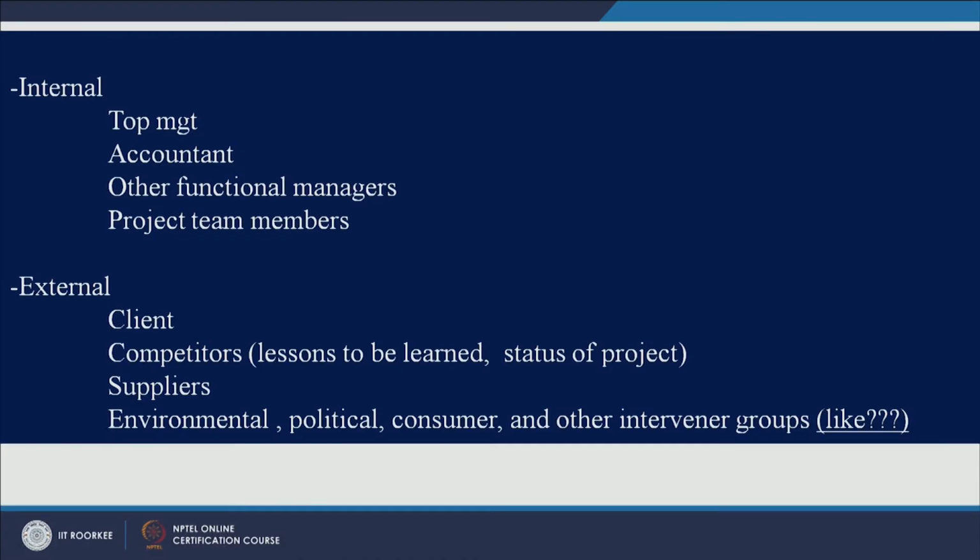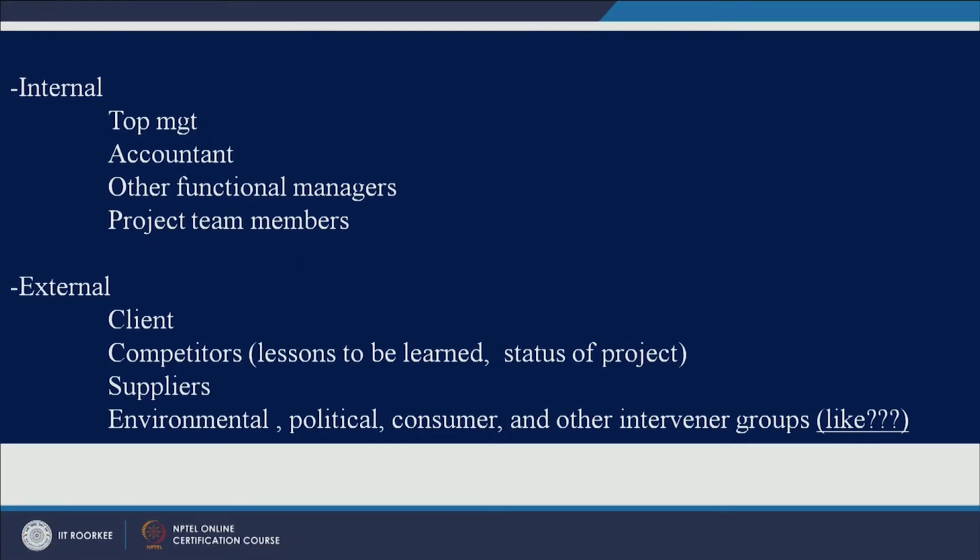Of course, external stakeholders are not from the organization, they are external to the organization, and of course, you can have internal stakeholders. Let us look at internal stakeholders. You can have top management, accountants, other functional managers, project team members. So, all these are internal stakeholders. You can have some more in this list. Then you have external stakeholders, and there are several.